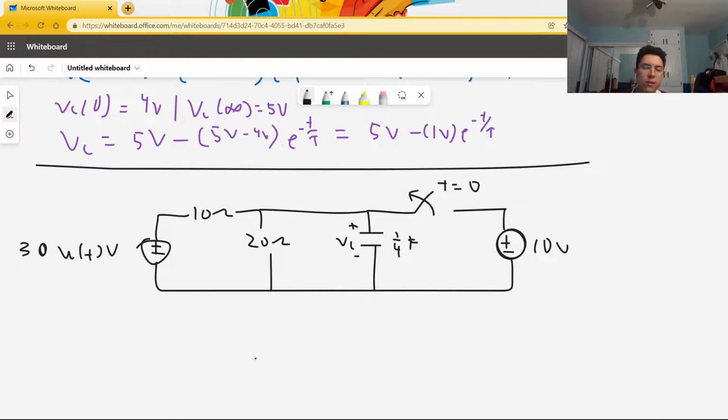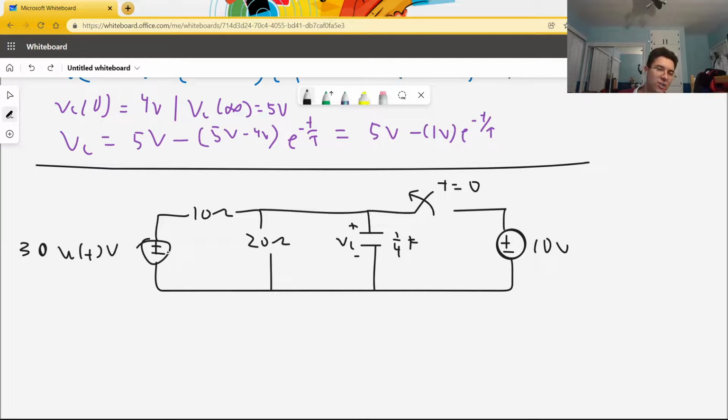In this video, we will determine Vc0 and Vc infinity for this capacitor when at t equals 0 the circuit suddenly changes. This expression u of t is called the unit step function. When t is less than 0, this equals 0. When t is greater than 0, this equals 1. So at t equals 0, this voltage source suddenly appears.